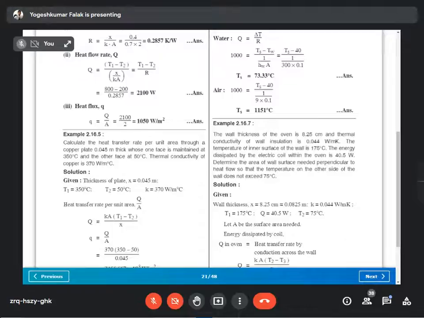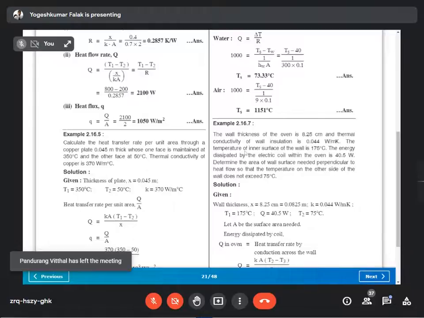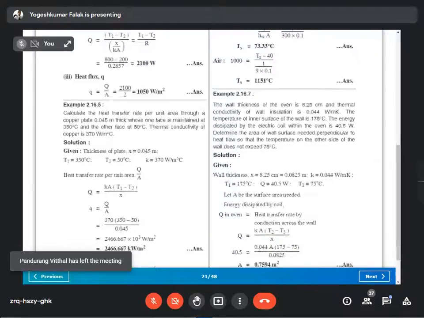K is 0.044 Watt per meter Kelvin, T1 is 175, Q is equal to 40.5 watt, and T2 is equal to 75 degrees Celsius. So use this equation as you see on the screen. Q is equal to K times A times (T1 minus T2) upon X. Just put in all these values and calculate the area.